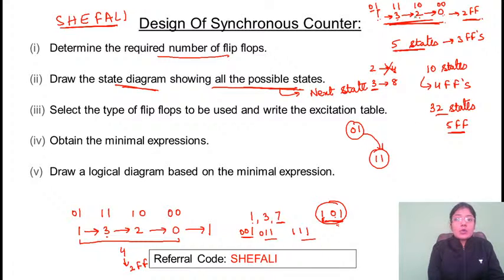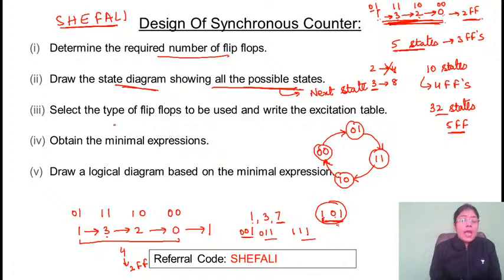From 3, which is the next state? It is going to 2. 2 can be represented in binary as 1 0. Next state is 0. 0 in binary is represented with 2 bits as 00. So this is the state diagram. So depending on the given input, we can draw the state diagram. That is the second step. So draw the state diagram showing all the possible states, whatever is given in the question.